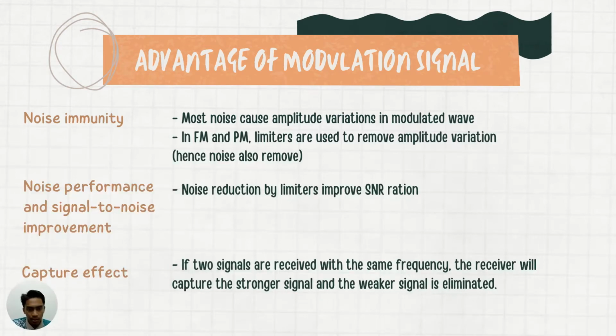In frequency modulation and phase modulation, limiters are used to remove amplitude variation. So the second is the noise performance and the signal to noise improvement. Noise reduction by limiter improves the SNR ratio.